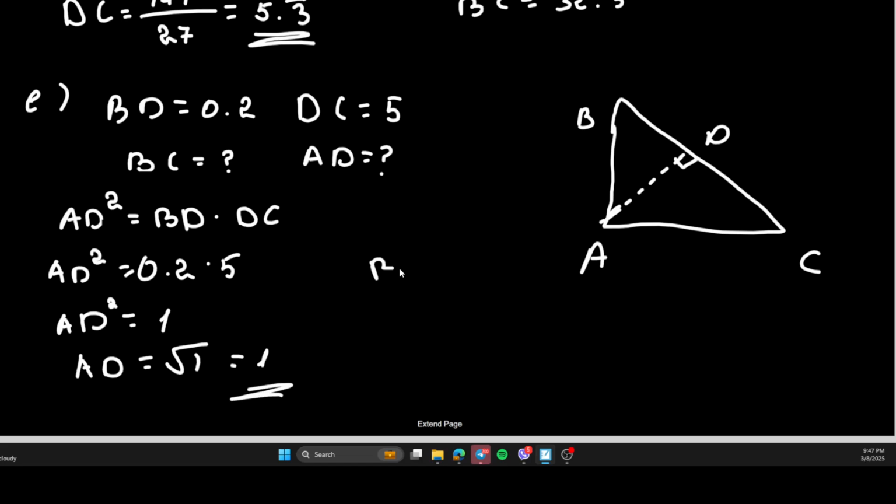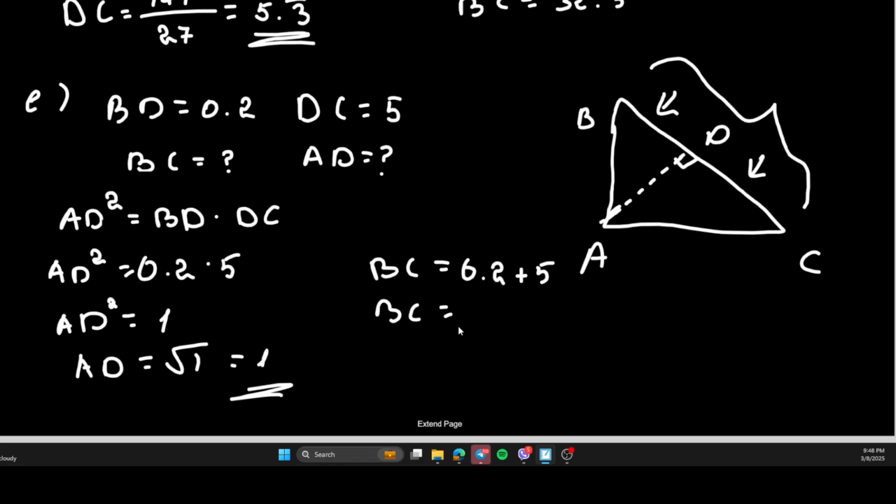Now BC. BC would just be, wait, 1 plus 5? Or 0.2 plus 5? BC is this thing plus this thing. So 0.2 plus 5. Now BC is just 5.2.